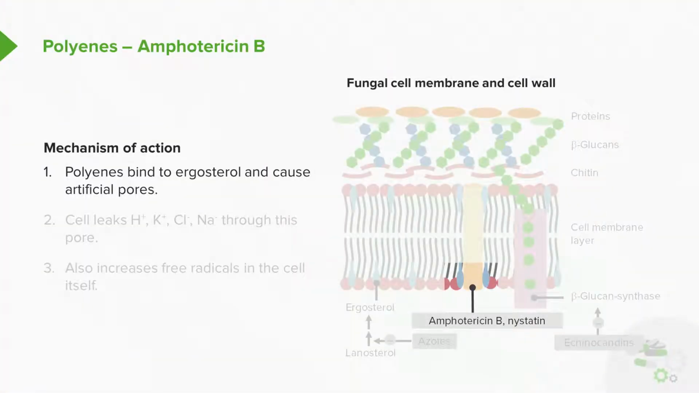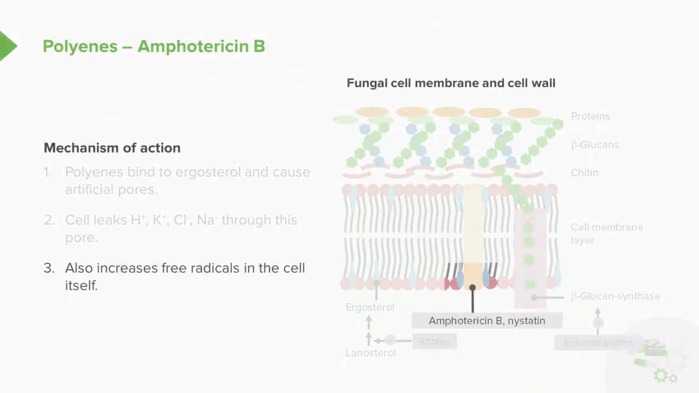The next polyene I want to talk about is amphotericin B, and you'll notice that the slide is almost exactly the same as nystatin. Now, these polyenes bind to ergosterol and cause artificial pores, and once again, as with nystatin, it leaks hydrogen, potassium, chloride, and sodium ions through this pore. And you also have free radical formation within the cell that causes toxicity inside the fungal cell and cell death.